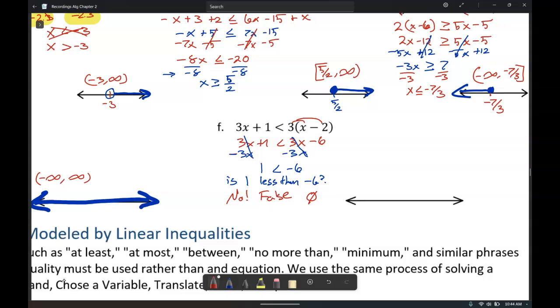The set is empty. So our solution set is empty. Okay, so we could either use a curly bracket that is empty, or we can use the empty set symbol. And when we're graphing it, we just leave it blank. It's an empty number line.